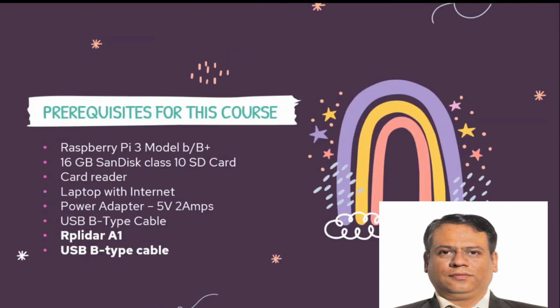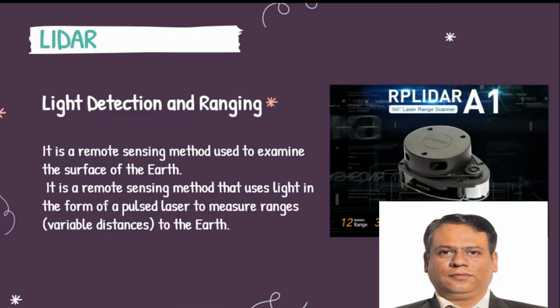Okay, so that's it. So, the prerequisite for this course: additionally, we are using RPLidar A1 and a USB B type cable to interface Lidar with your Raspberry Pi. Okay, so first of all, about the Lidar. Lidar is nothing but light detection and ranging. It is a system or a device which uses light, a pulsed laser, to detect range.